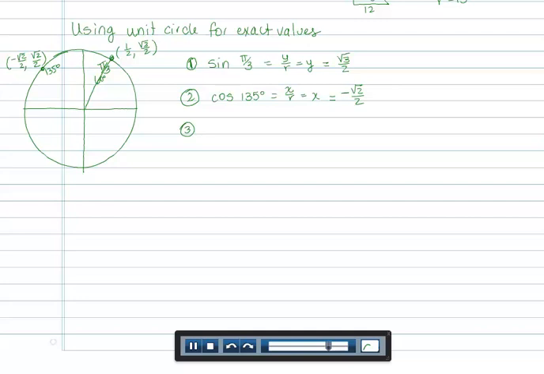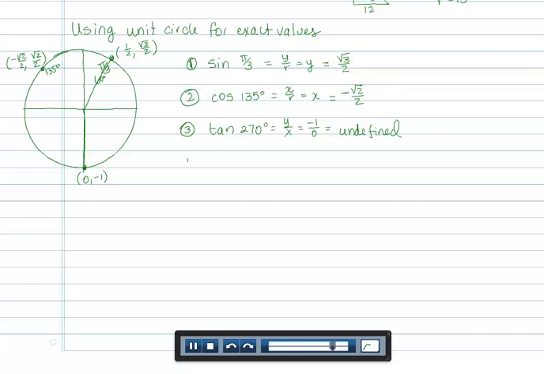Number 3, the tangent of 270. Well, 270 is this quadrantal angle over here. And the point associated with this one is 0, negative 1. Tangent is y over x. Y is negative 1, x is 0. Uh-oh, you can't have 0 in the denominator, so this is undefined.